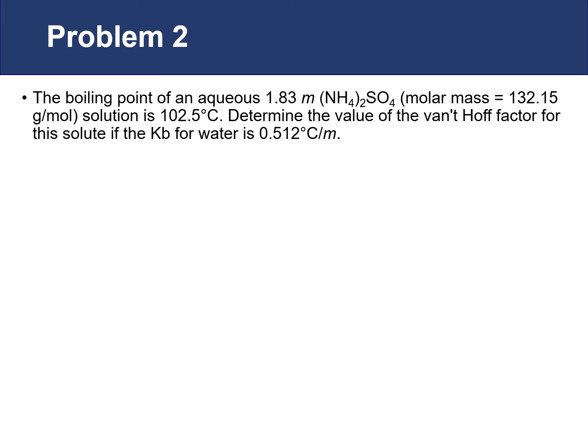Let's look at another problem. For problem 2, the boiling point of an aqueous 1.83 molal ammonium sulfate, which has a molar mass of 132.15 grams per mole, solution is 102.5 degrees Celsius. Determine the value of the Van Hoff factor for the solute if the Kb, the boiling point elevation constant for water, is 0.512 degrees Celsius per molal.